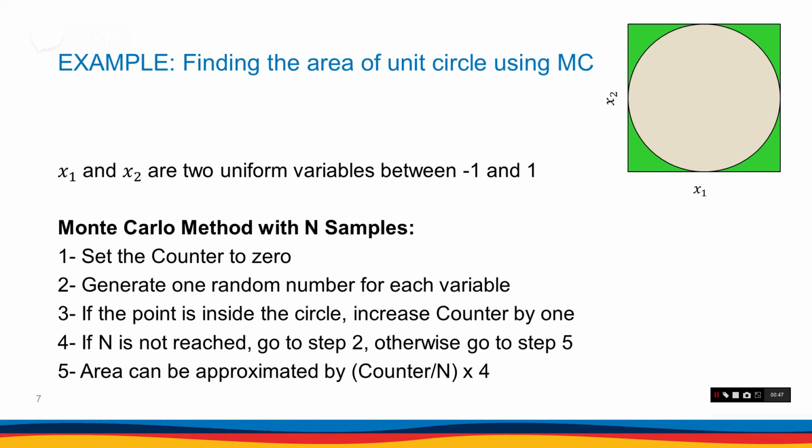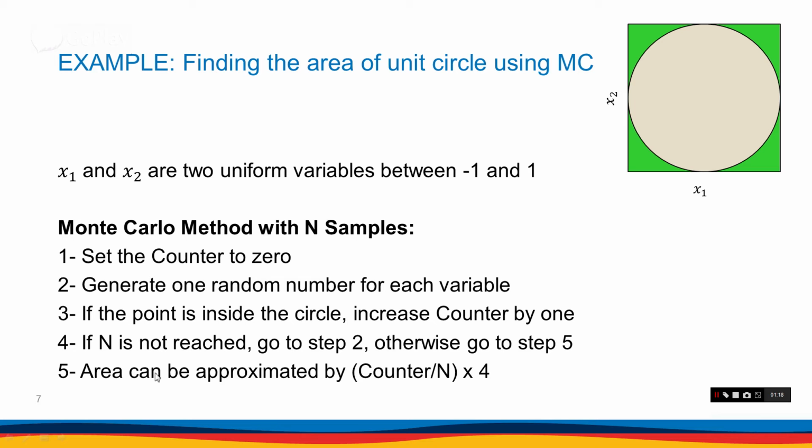here's the algorithm. We need to set the counter to 0. And then we generate one random number for each variable, one for x1, one for x2. If the point is inside the circle, we increase the counter by 1. If n is the number of samples, it can be 100, 1,000, 10,000. If n is not reached, go to step 2 and generate another random number and see if it's inside or not. So iterate many times until this loop is over.